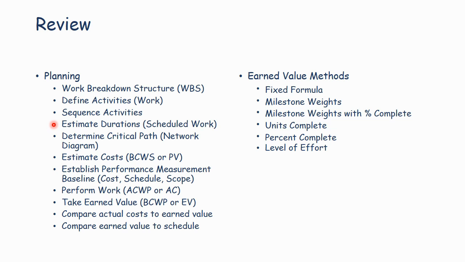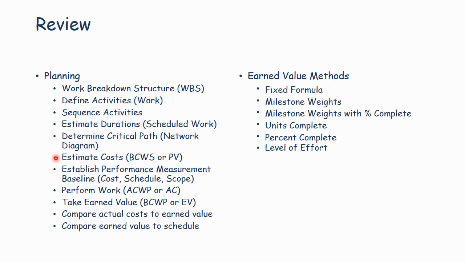Then you estimate durations, and this constitutes scheduled work. So if you go through all these steps, when you get to this point, you've got a schedule. With that, you can determine the critical path. You do that both with a Gantt chart or a network diagram. This tells you the longest sequence of tasks in the schedule, and it tells you what's going to drive your schedule.